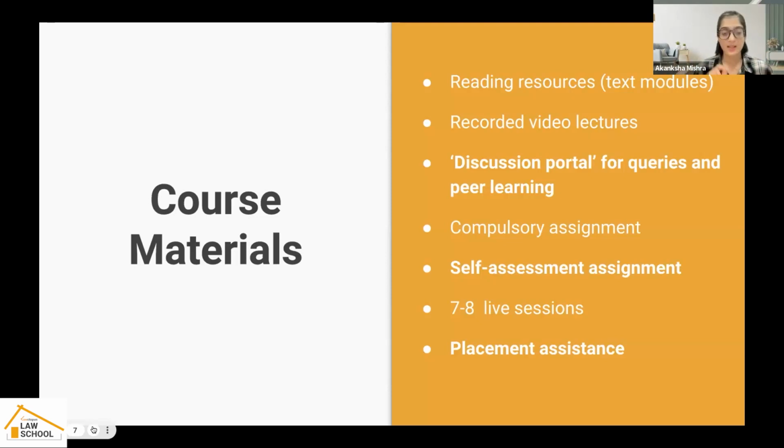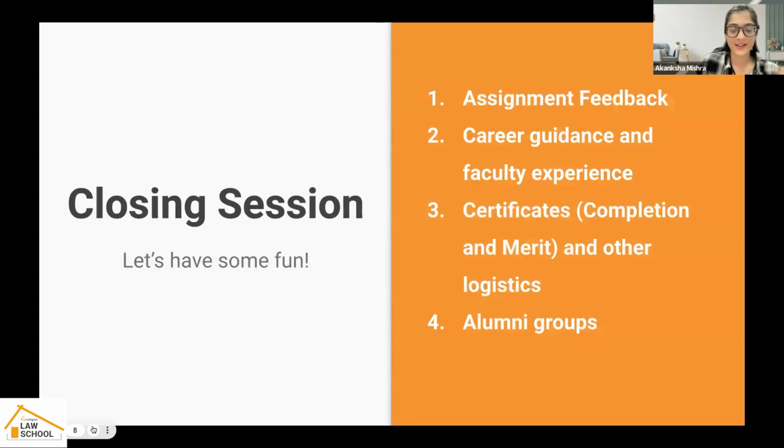You also will get a discussion portal, just so that you can ask all your queries, not just in the live session, but also when you're just reading and watching the video and suddenly a question comes to your head. You will still be able to write that query on the discussion portal and it will be answered. Not just by the faculty, but even your peers and co-learners can also answer that question, but it will be verified, so don't worry. And lastly, of course, we'll give you placement assistance, which is the biggest thing that we've launched along with this course, right?